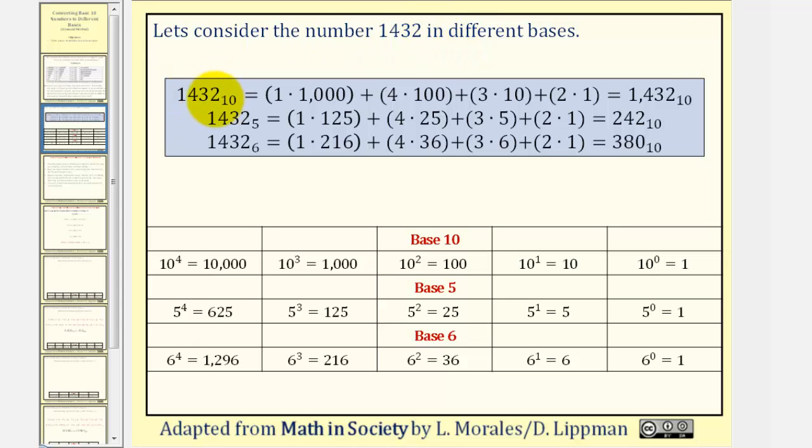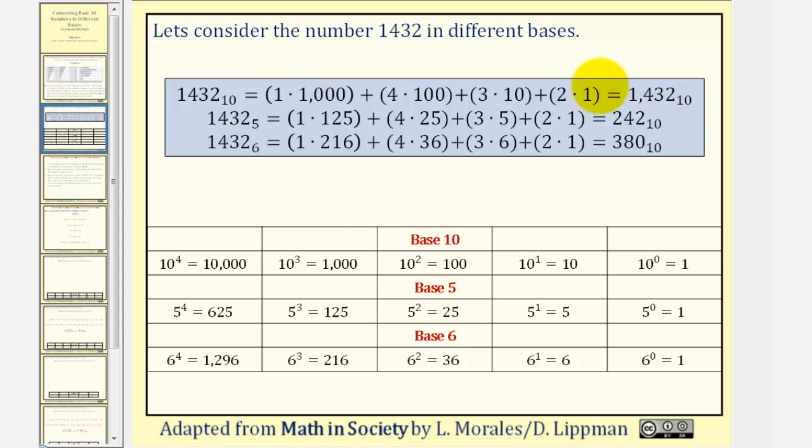In base 10, the base we're used to working with, we know the 1 represents 1 thousand, we know the 4 represents 4 hundreds, we know the 3 represents 3 tens, and the 2 represents 2 ones, giving us our number in base 10 of 1432.